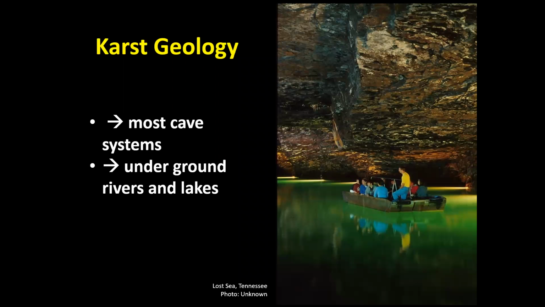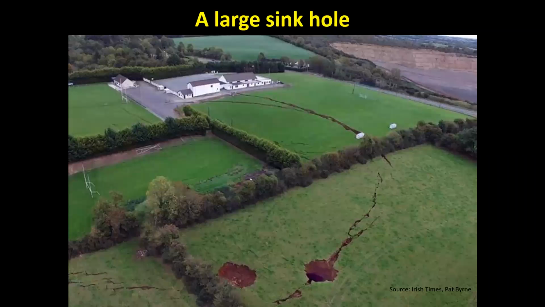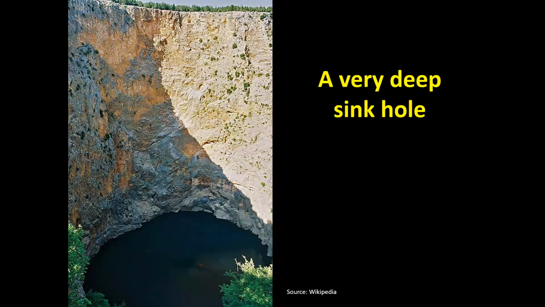So most cave systems are formed in karst geology, and they then form these underground rivers and lakes. But you can form also sinkholes, and as I said, they can cause considerable damage. This is a medium-sized one. This is a larger one that's involving a football field, and you can see the farmhouse is just on the edge of it. And they can be very deep, and you can see how deep this is by looking at the forest trees at the top of the picture to show the depth.